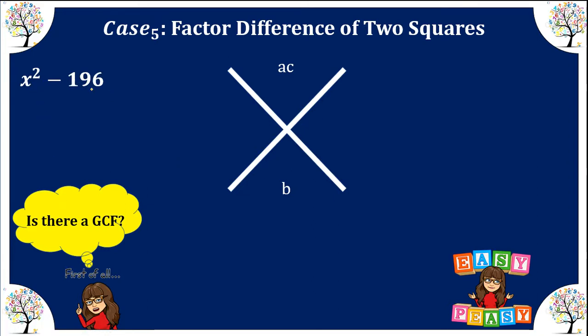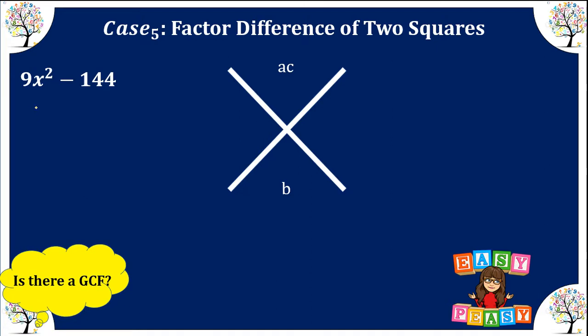X squared minus 196 is the difference of two squares. I do not have a linear term. I'm going to set up and I'm going to factor x squared into its two perfect squares as well as 196. One needs to be a plus and one needs to be minus.